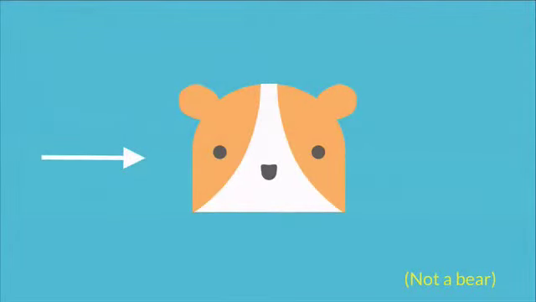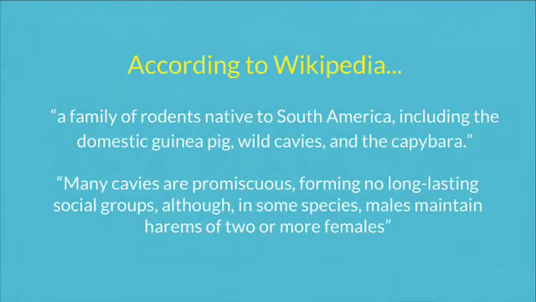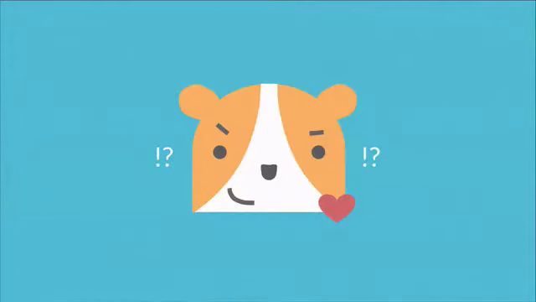Cool. So what is Cavy? Well, this is Cavy. He's not a bear. He's supposed to be a capybara or a cavy. I'm a developer, and I'm not an artist, and I tried really hard with this logo, so cut me some slack. So according to Wikipedia, a cavy is a family of rodents native to South America, including the domestic guinea pig, wild cavies, and the capybara. It also goes on to say that many cavies are promiscuous, forming no long-lasting social groups, although in some species, males maintain harems of 2 or more females. Yeah, this chap.